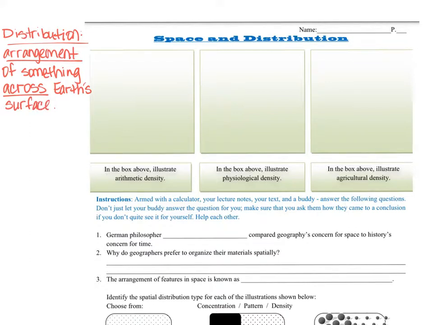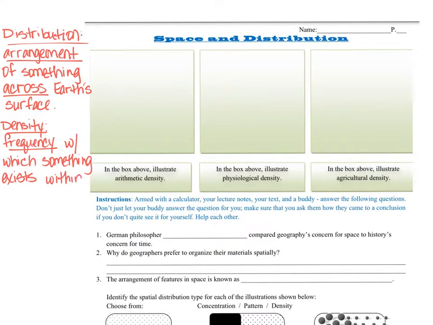Okay, so when we talk distribution, that's big picture. That's like the whole Earth. It's global scale. But then when we talk density, we're going to focus in. So density is the frequency with which something, again, in this case, people, exists within a given space.